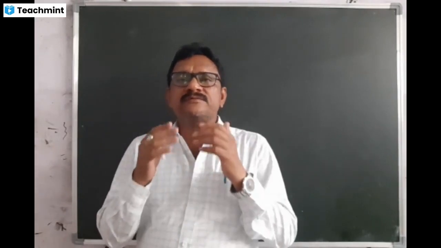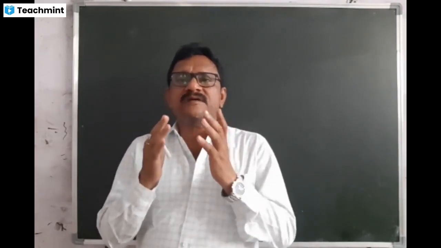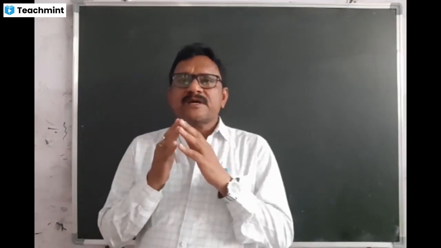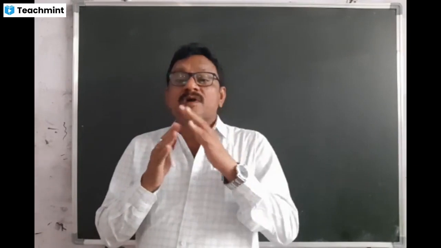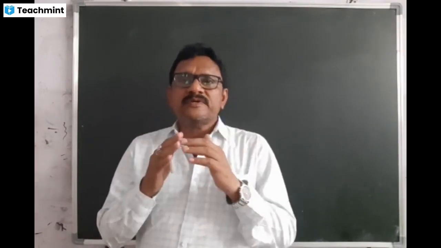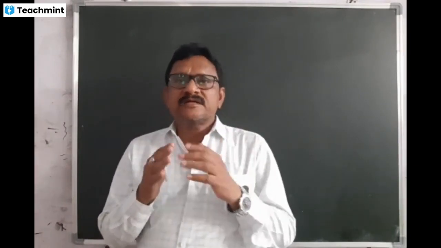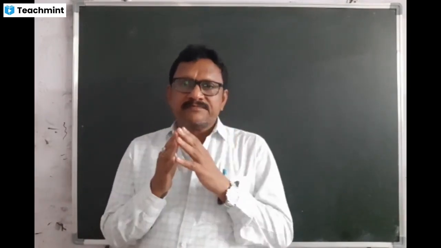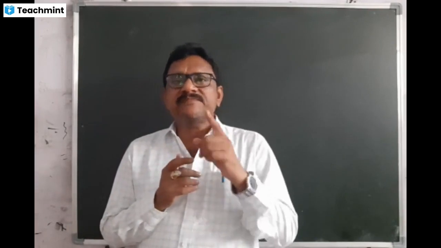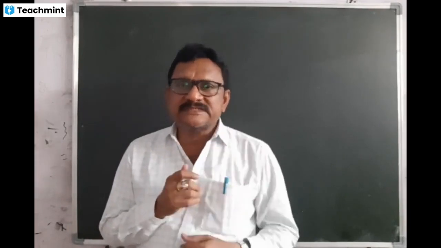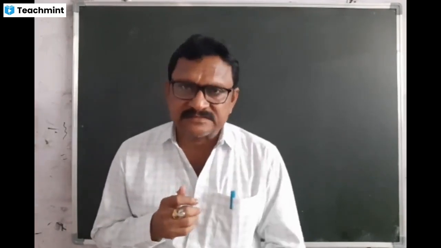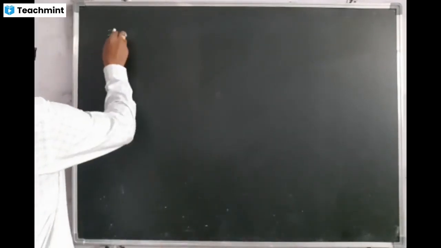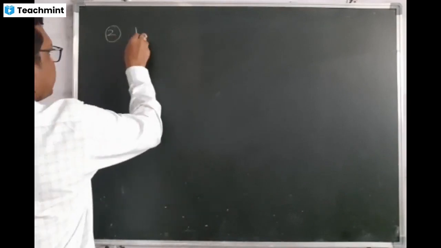So we are going to discuss the definition of all those periodic properties, and also what happens to those periodic properties in a group and period, that we are going to study now. Among the periodic properties, yesterday we completed the first periodic property, that is called atomic size. Atomic size we already discussed. Then the second periodic property, write down ionization energy.